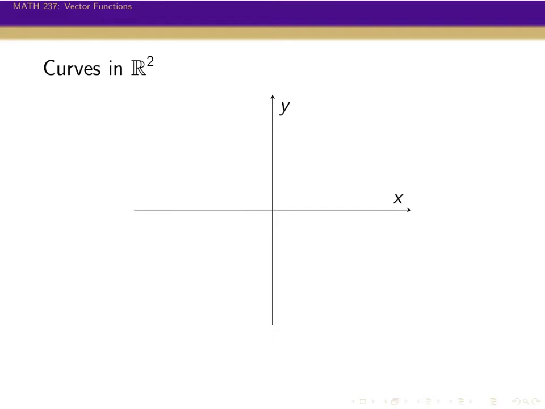So when we're looking at curves in R2, the curves that we're most familiar with look something like this. These are the curves where the y-coordinate is some function of the x-coordinate. So y equals f of x for some function f. But certainly that does not represent all types of curves that we can have. In fact, really it's very few.